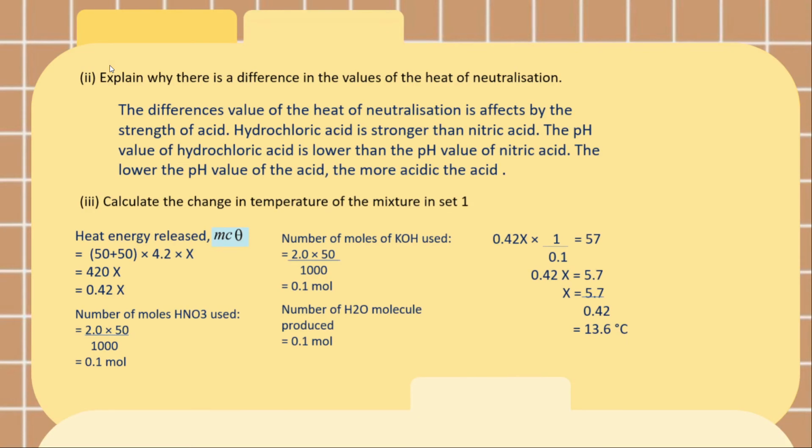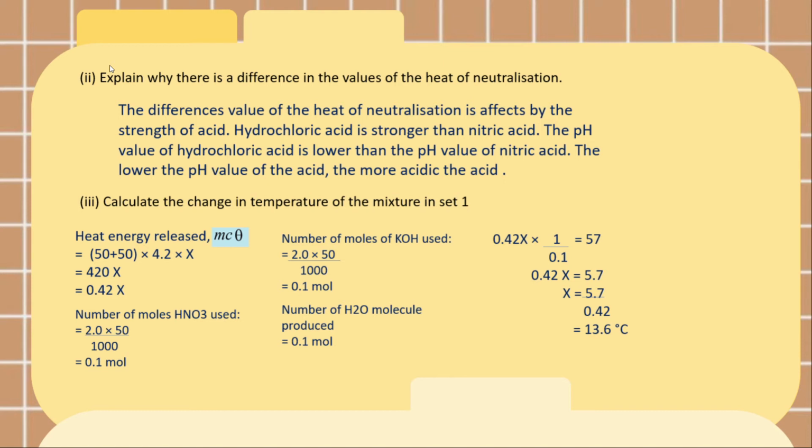2 Roman, explain why there is a difference in the values of the heat of neutralization. First, it is affected by strength of acid. Hydrochloric acid is stronger than nitric acid. Hydrochloric acid number in pH value is lower than nitric acid. And to conclude, the lower the number of pH value, the more acidic the acid. So that is why hydrochloric acid is stronger than nitric acid.